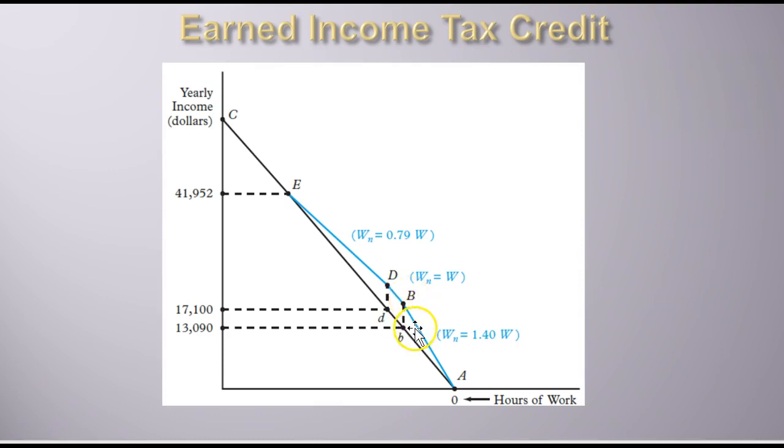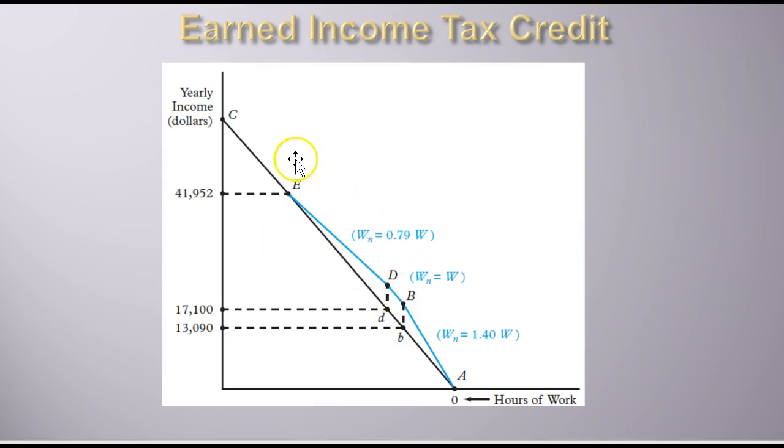Now, after that point, if you would have made between 13,900 and 13,700, you're going to get what your wage is. That's where you see it flatten out and have the same slope, because you're just getting paid your wage in that amount. Anything after that, you're actually going to start to lose the amount. So between 17,100 and 41,952, you're actually going to be reducing your benefits.